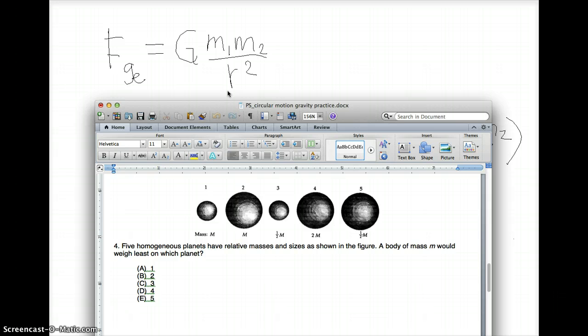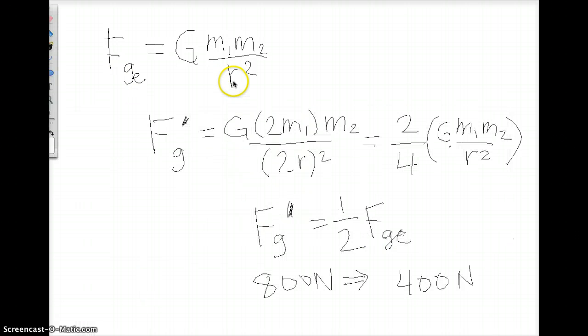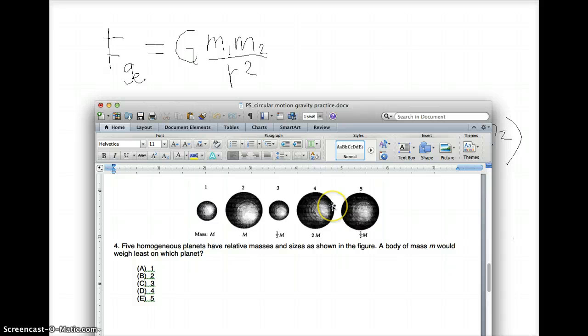This is called the inverse square law, or just an inverse square relationship, where if I increase something in the denominator of this expression, the force of gravity will actually decrease. So that relationship is telling me that if I'm looking for the planet with the least force of gravity acting on some mass sitting at the surface of the planet, then I want to increase the radius. So a bigger radius will give me a smaller force of gravity. So a bigger radius and a smaller mass will give me the least amount of gravitational force, and that's planet number 5.